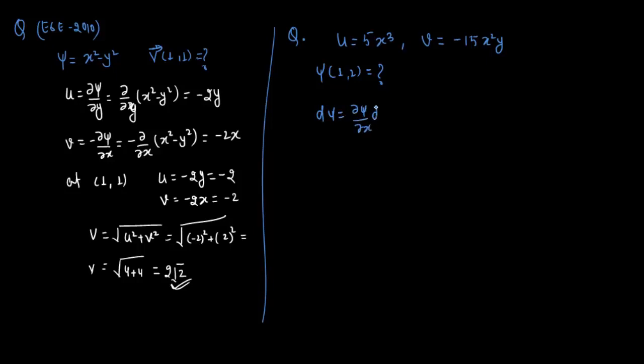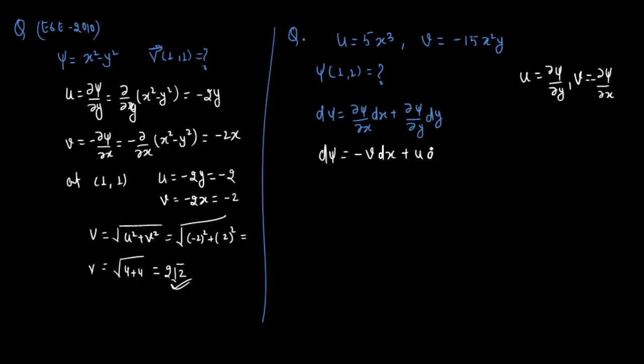Again, we know that d psi is defined as del psi by del x dx plus del psi by del y dy. By the definition of psi, u is simply equal to del psi over del y, and v is equal to minus del psi by del x. So we can say that del psi by del x is minus v. So d psi is minus v dx plus u dy, since del psi by del y is u.